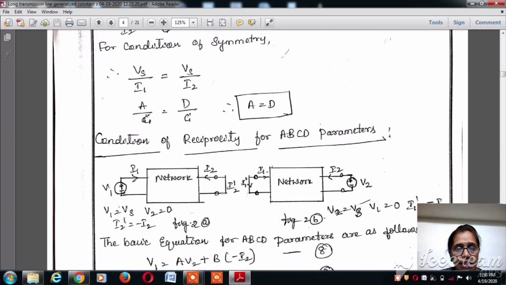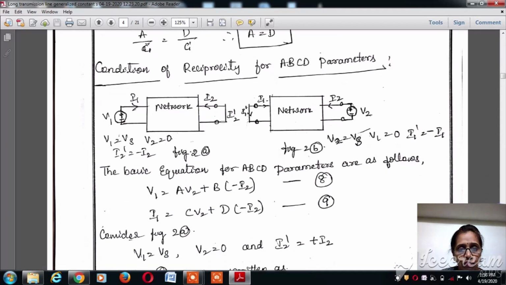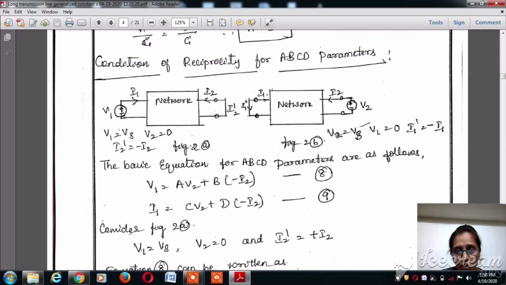Let's consider the second condition, that is the condition of reciprocity for ABCD parameters. To get the reciprocal condition, AD minus BC should be equal to 1. Let's consider the two diagrams written here, figure 2A and 2B. In figure 2A, the voltage source is connected at V1. So V1 is equal to Vs and the current I1 is flowing into the network. The output I2 is short circuited, so the current I2 is flowing.